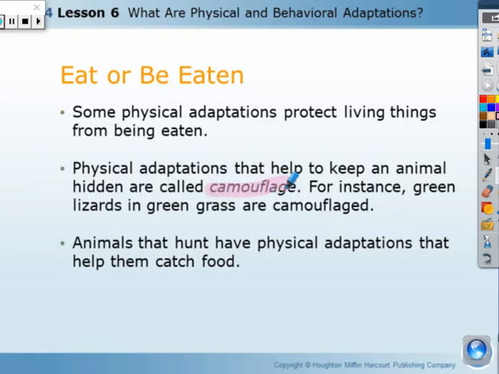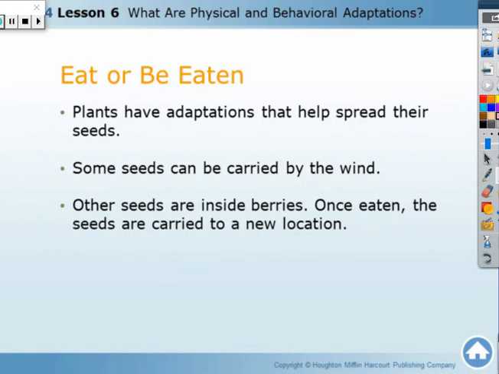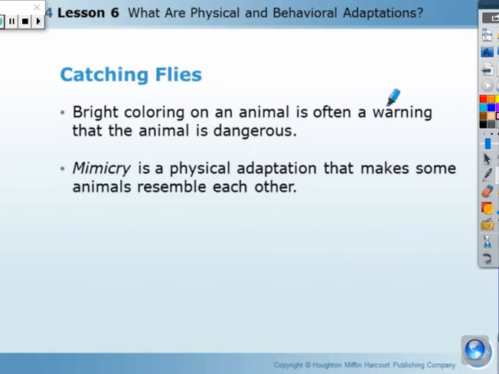Camouflage is a word you should add to it. Then please watch the video on camouflage. I think it's kind of a cool video to see if you can see the animals camouflaged in. Here's mimicry. Add that. Here's a video on mimicry.